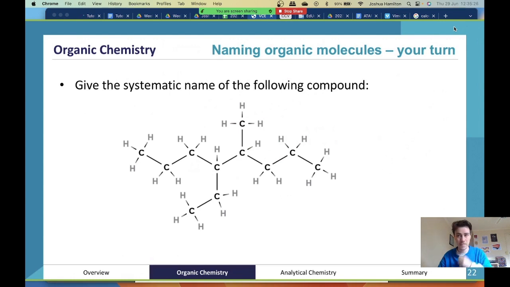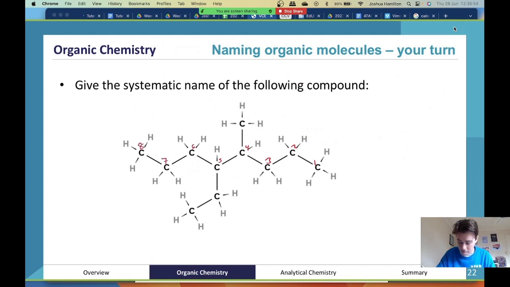All right. 3, 2, 1, let's go. So we have a chain that is 1, 2, 3, 4, 5, 6, 7, 8 long. Now, remember, we're going to count 1, 2, 3, 4, 1, 2, 3, 4. So in this case here, we're going to count from 1, 2, 3, 4, 5, 6, 7, 8.